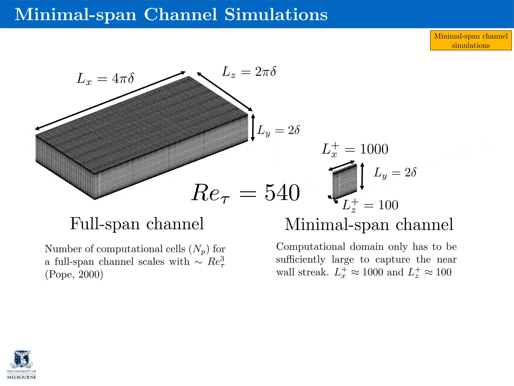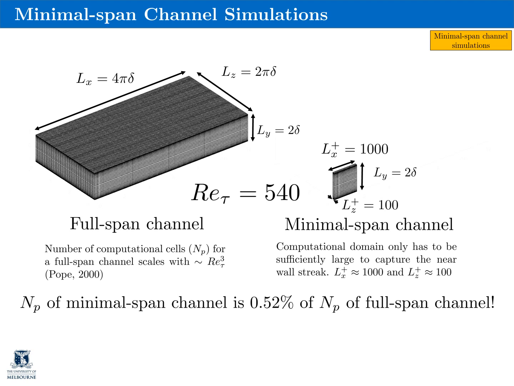At Re_tau 540, the number of computational grids for the minimal span channel is only 0.52% of the full span channel. That's almost 3 orders of magnitude lower. This makes the minimal span channel simulations extremely cheap to run.